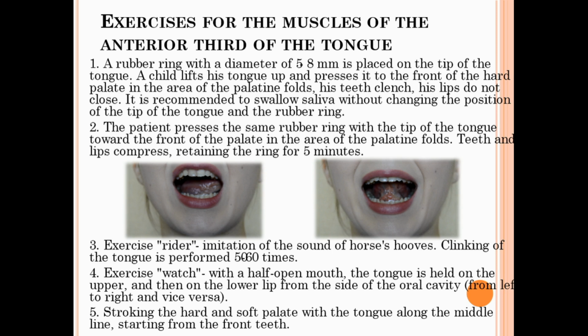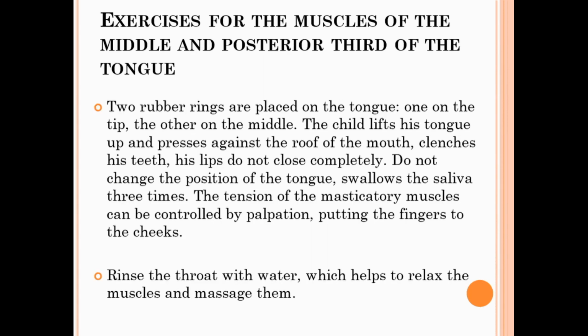Exercise watch. With a half open mouth, the tongue is held on the upper and then on the lower lip from the side of the oral cavity, from left to right and vice versa. Next, stroking the hard and soft palate with the tongue along the middle line, starting from the front teeth. After mastering these exercises, they begin to train the muscles of the middle section of the tongue.